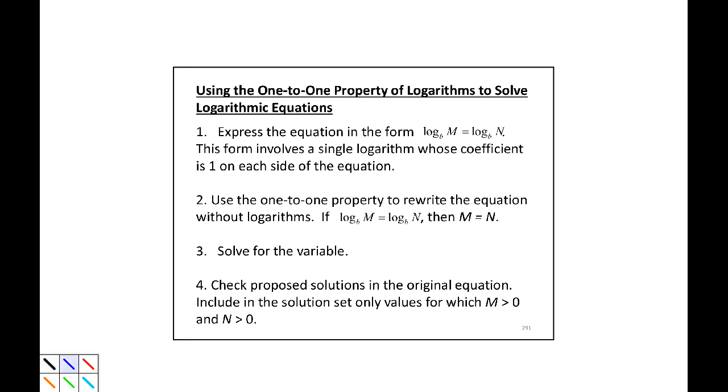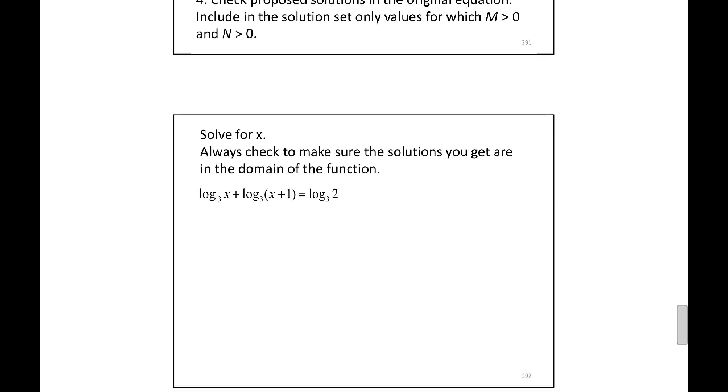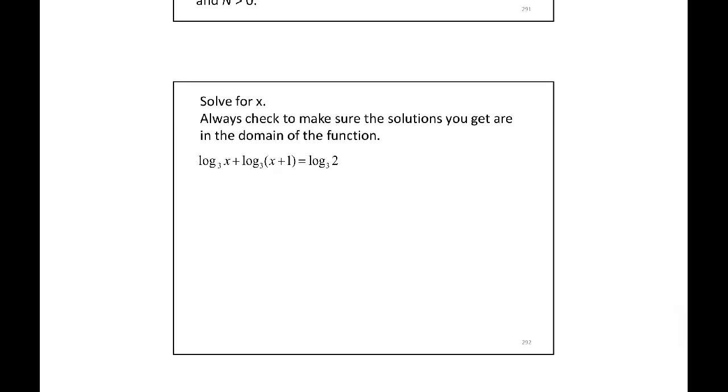The one-to-one property says that if log base b of m equals log base b of n, then m equals n. That's what we're after. We will solve that resulting equation for the variable we're trying to determine, and then check our proposed solutions in the original equation. Include in the solution set only values for which m is greater than 0, that's this m, and n is greater than 0, based on the domain of our logarithmic functions. Solve for x, and always check to make sure the solutions you get are in the domain of the function.